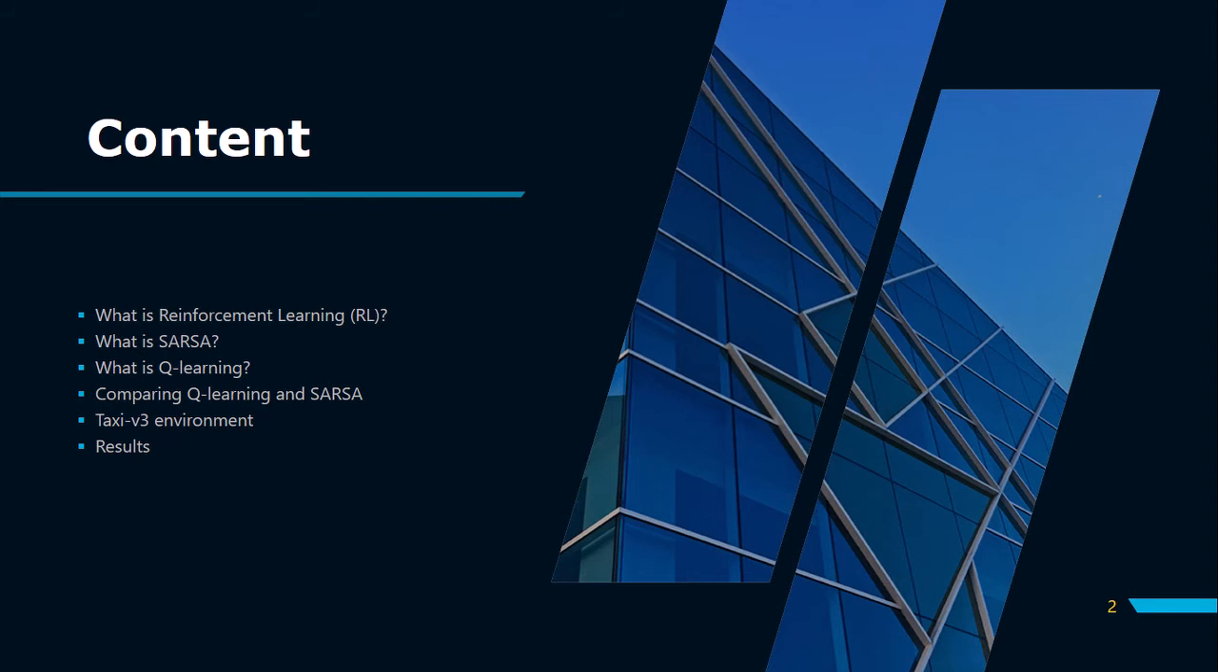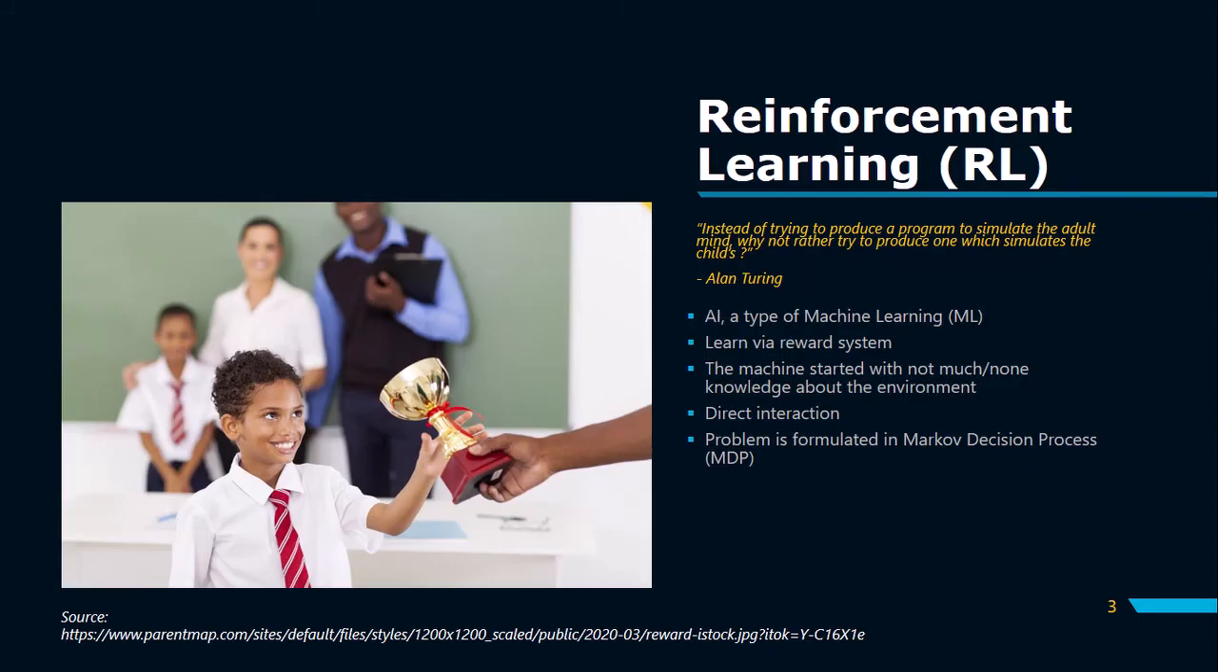Sure, cool. So first, what exactly is reinforcement learning? I have a nice quote here from Alan Turing, telling us that we need to break away from the idea of AI as a form of adult mind, like a smart human mind. Instead, we can shift our focus to thinking of an actual child, a human being, and training it. That's the idea of reinforcement learning.